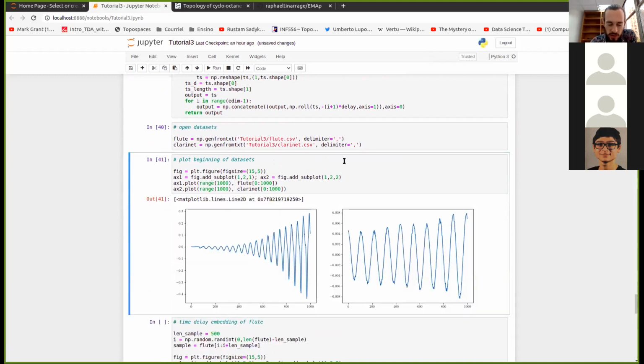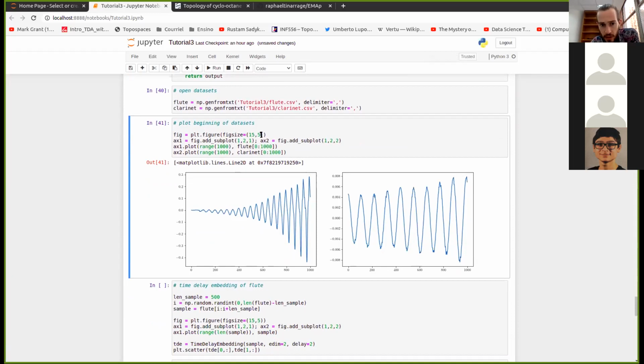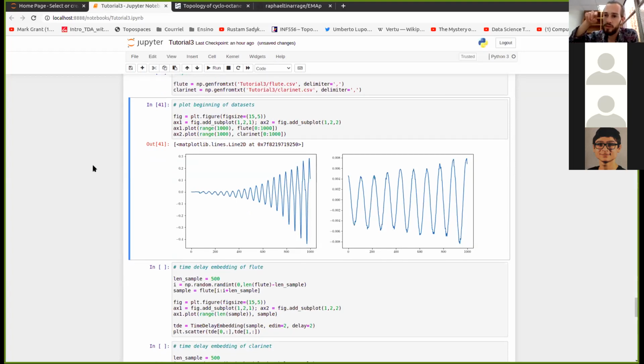So for you to see how they look, in this cell, I plot just the very beginning of the two datasets, right? I plot the flute from 0 to 1,000 and same for the clarinet. And you can see the beginning of the notes they play. So these are regular, kind of periodic signals, right? Because this is a constant note.